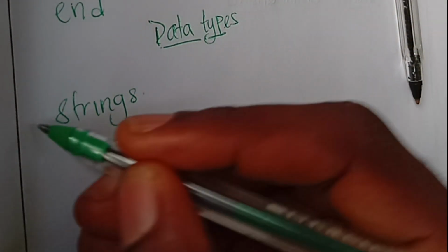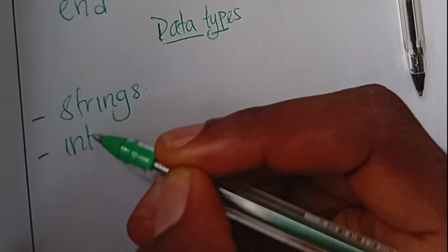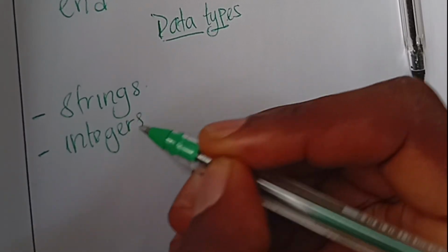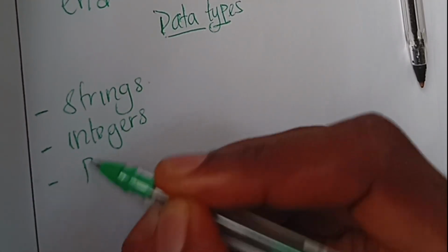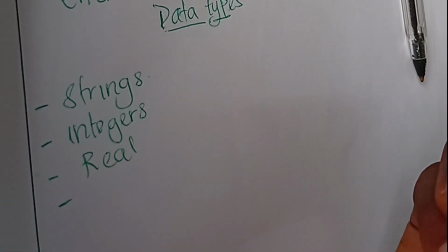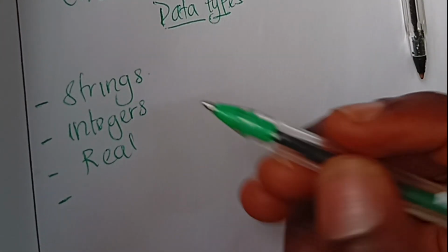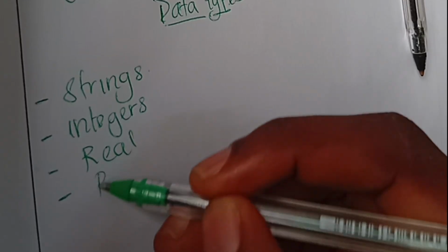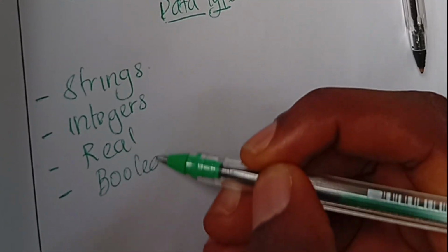The next data type we're going to be looking at is integers. We're going to look at real, these are floating numbers like 1.5 or something like that. And the next one we're going to look at is the Boolean, true or false. So these are the data types we're going to work with.